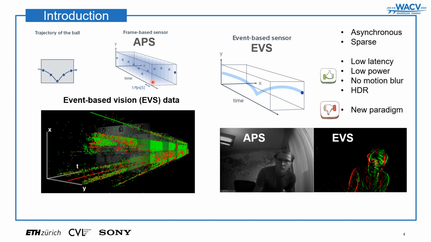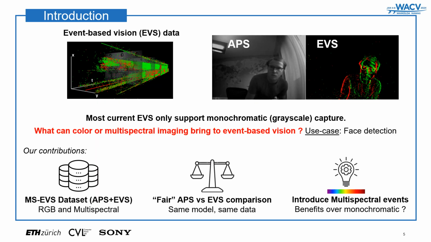For event cameras, each pixel is independent and outputs an event or a spike anytime it experiences an increase or decrease in intensity. This property results in many advantages as low latency or low power, but the data looks different and researchers have to develop new algorithms. Currently, almost all commercially available event cameras are monochromatic only, so grayscale in a way.